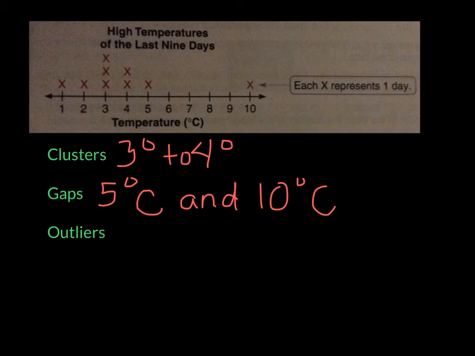Now we look at the outliers. Those are numbers that are set apart from the rest of the data. If we take a look here, here's where all of our data is, except for this one lone X out here. That would be our outlier, clear over there at 10 degrees Celsius. That would be an outlier.